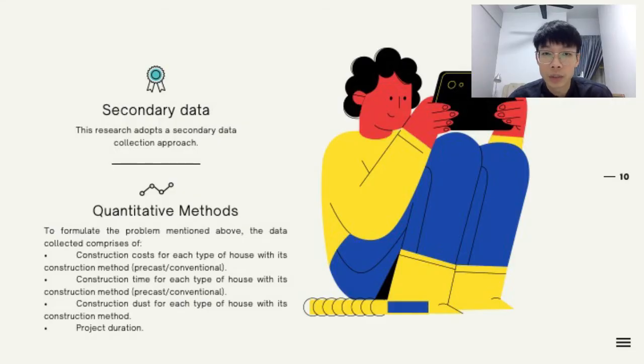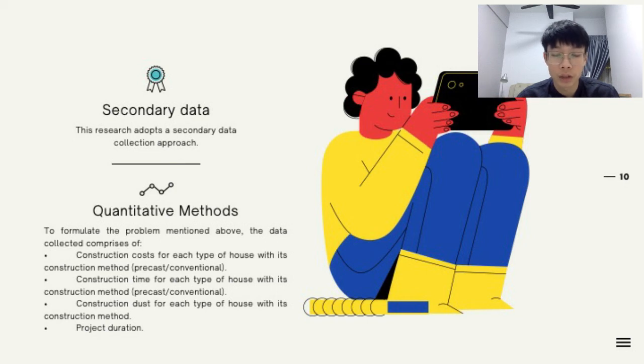This research adopts a secondary data collection approach. To formulate the problem mentioned above, the data collected comprises of construction cost, construction time, construction dust for each type of houses with its construction method given by contractors, as well as project duration.